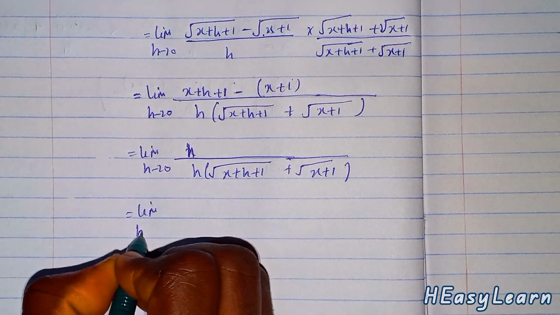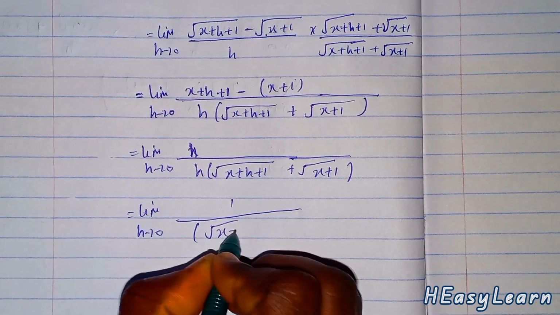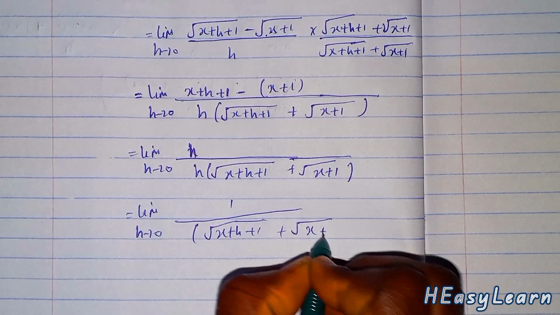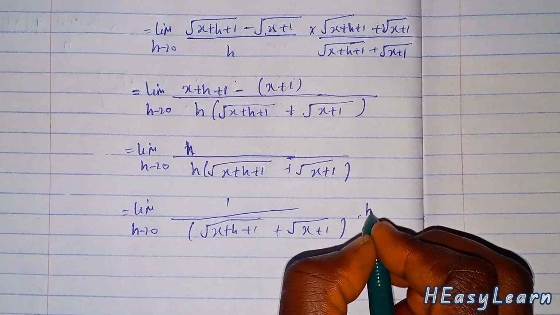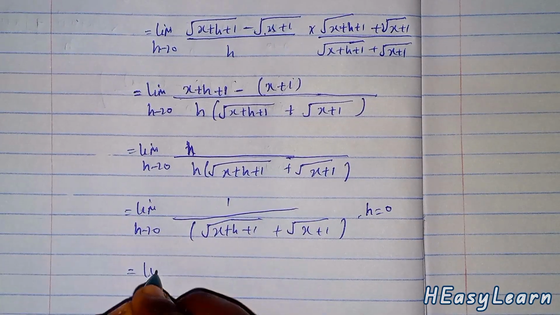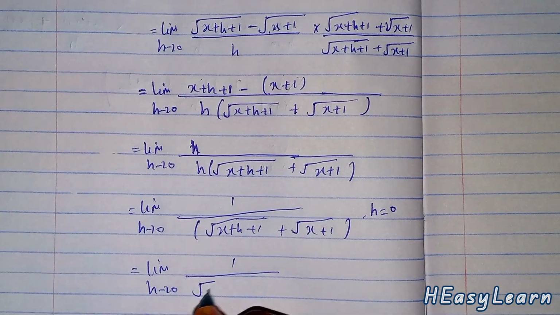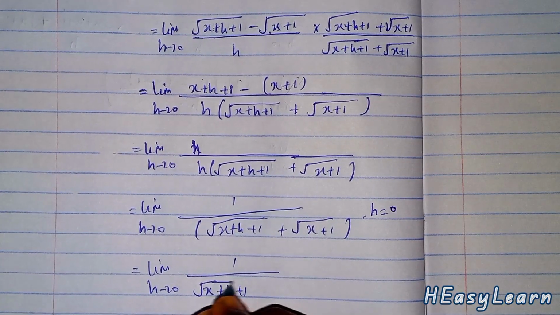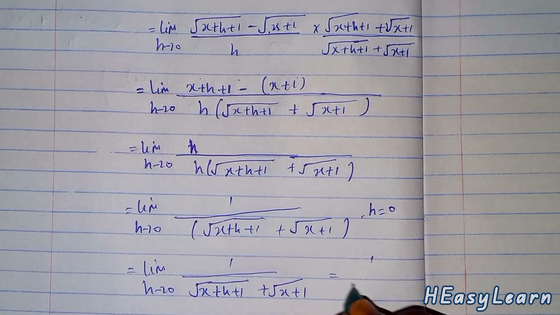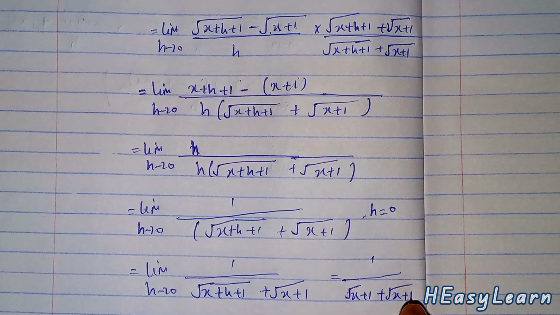Limit h approach 0 of 1 over square root of x plus h plus 1 plus square root of x plus 1. Let h equal 0. The denominator will not be 0. This is equal to the limit h approach 0 of 1 over square root of x plus h plus 1 plus square root of x plus 1. This is just 1 over square root of x plus 1 plus square root of x plus 1.